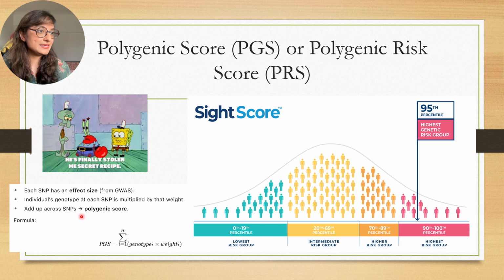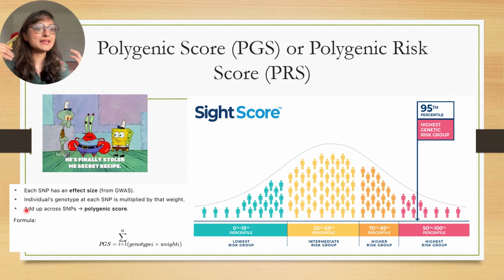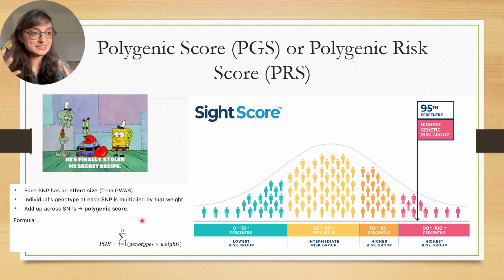So yeah, basically, each SNP has an effect size from a genome-wide association study. The individual's genotype at each SNP is multiplied by that weight, the effect size, that contribution of that SNP. That's usually given by that beta, that weight of that SNP for the disease. And if it has a higher weight, it's a bigger contributor to the disease. Then you add up those weights across the SNPs, and you get a polygenic score. And if it's for the disease, it's a polygenic risk score.